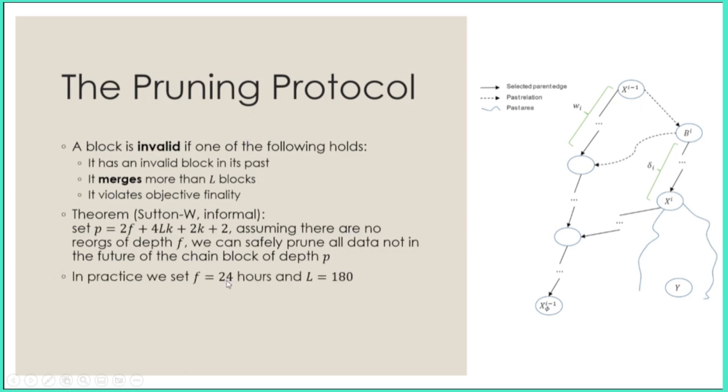In practice, we set F to be 24 hours and L to be 180. And it's not stated here, but here we have 2F, so if F is 24 hours, then P is going to be a little more than 2 days. In practice, we can tighten it even more. Instead of this 2F, we're going to get F plus something else, so if we set F to be 24 hours, then P is going to be somewhere between 25 and 26 hours. We don't need the full 48 hours, so I'm not going to go into this right now.